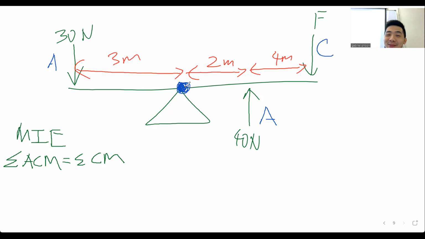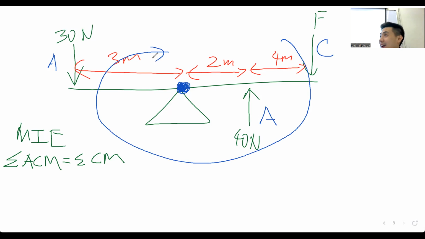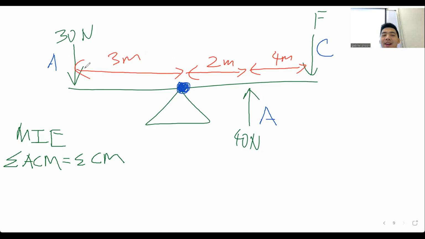Yeah, it is clockwise. Why? Because according to this pivot, this thing will spin like this, right? So I identify that this is anti, and this is clockwise. I put it into numbers, I put it into my formula, right? The formula will be F1.